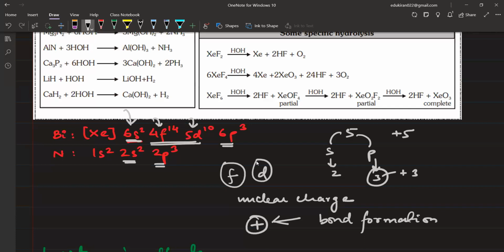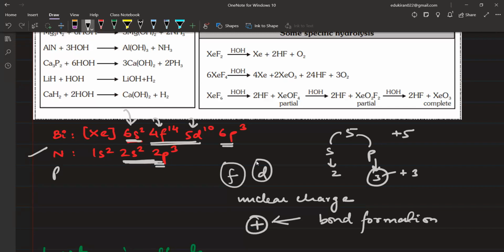But can we say the same thing for nitrogen? No, we can't say the same thing for nitrogen. Why? Because in nitrogen, after s you don't have anything which is hindering or which is having any shielding. Okay? And that is why both of these electrons will be available, all of these electrons will be available for bonding. But what will happen in bismuth?